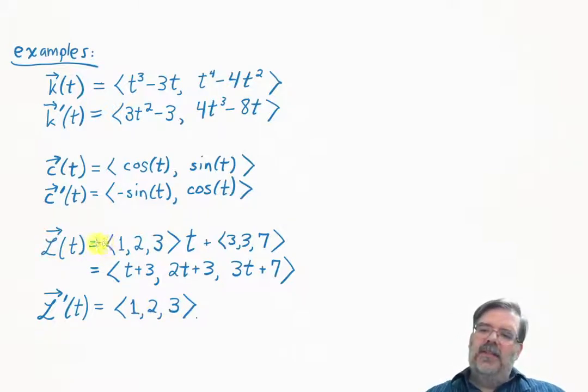And you can almost see that in the original equation. This equation is really a vector of constants times t plus a vector of constants. And just like in calculus 1, if you have the line y equals mx plus b, the derivative is m, the slope. Here, the derivative of the line is the slope vector. And so those are just some simple derivatives to get you started with this idea.